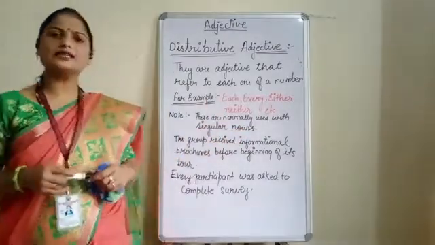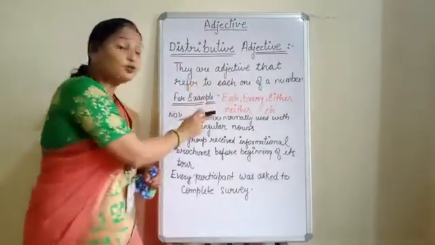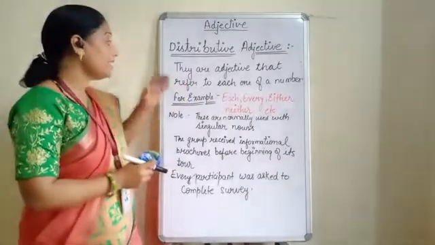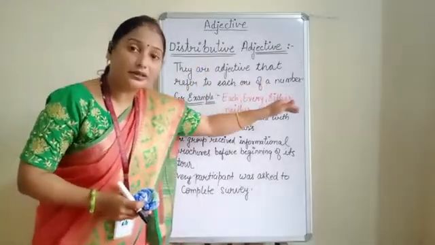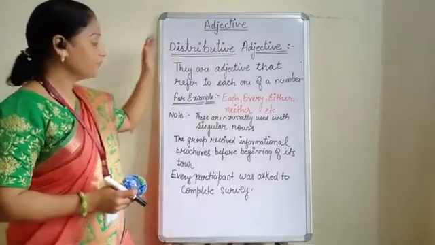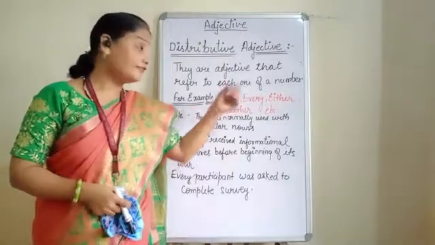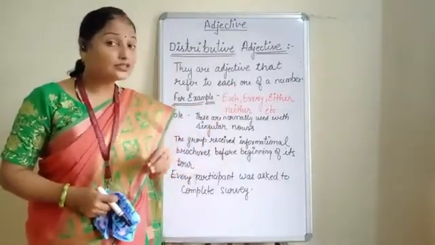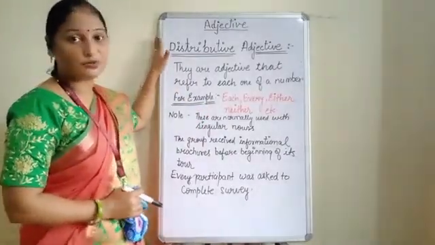So what we can say, children, is that the word that is used before a noun, and if it refers to each of the number, then that is called a distributive adjective. Now for example, we have each, every, either, neither. These are called adjectives of distribution, or distributive adjectives.